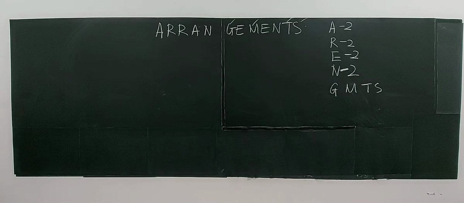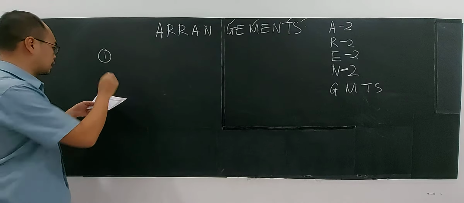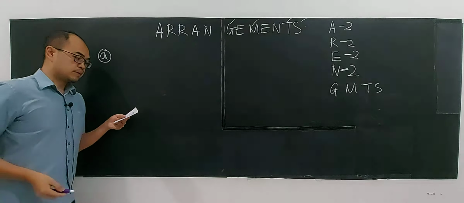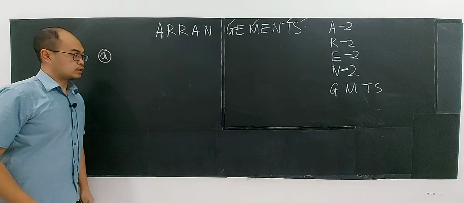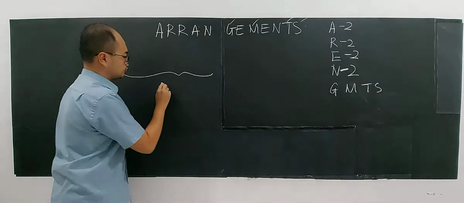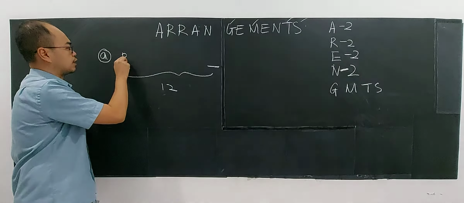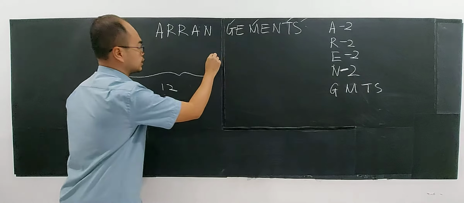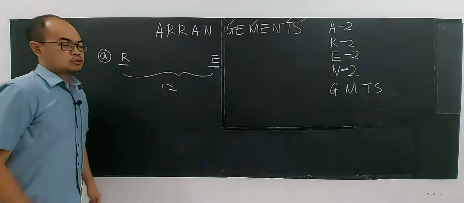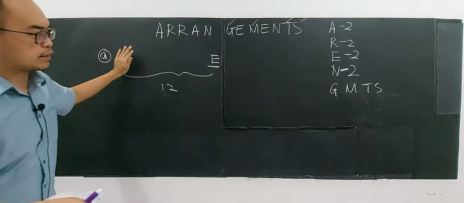So okay, let's start with the first question. It says it begins with R and ends with E. Means that you have 12 letters, but it must begin with R and end with the letter E. So it's already fixed. What's the meaning here is that it must begin with R and end with E.